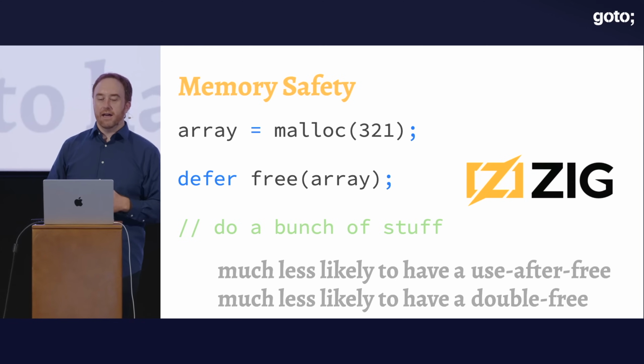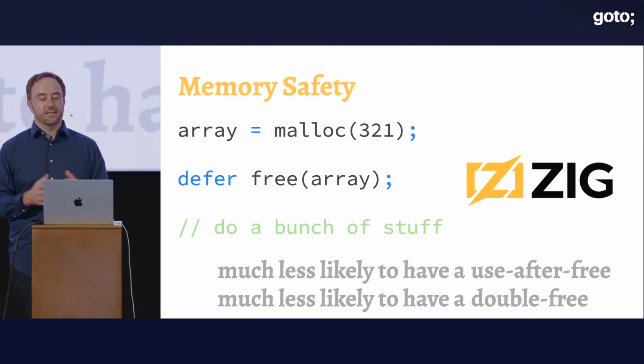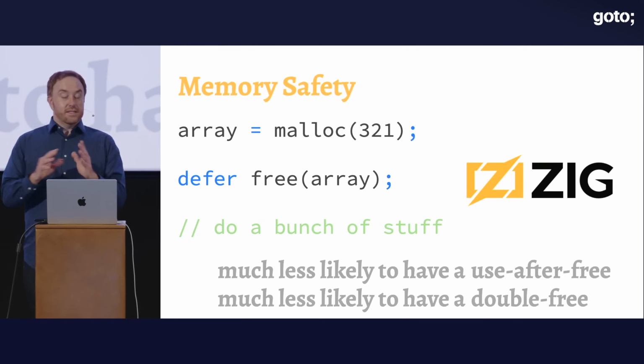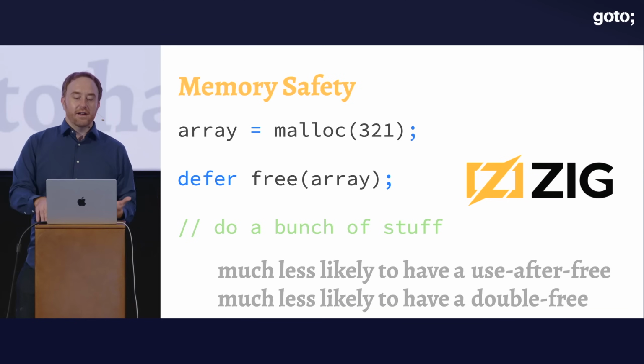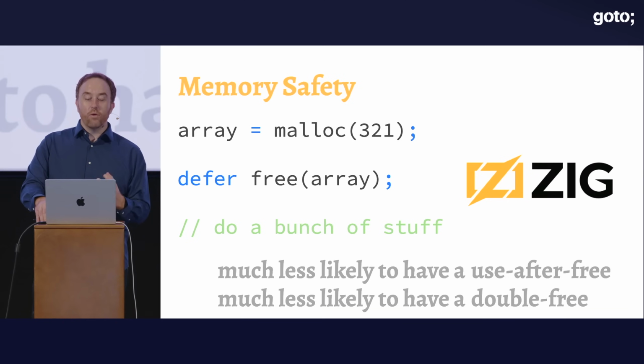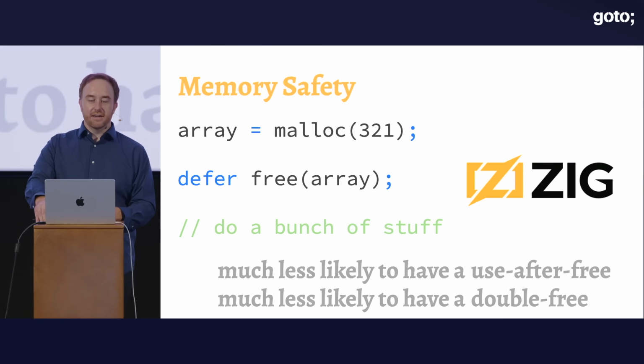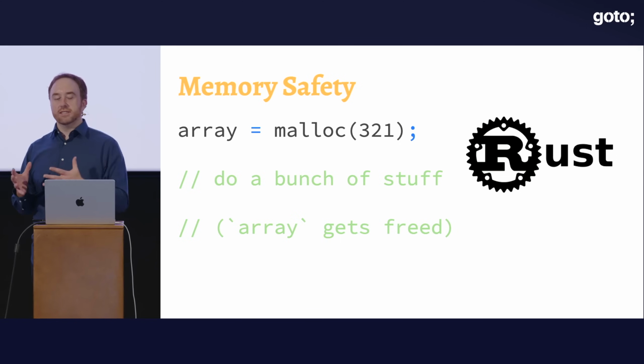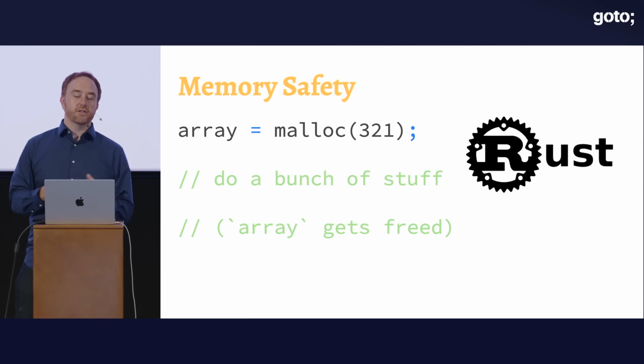You're freeing it after it goes out of scope, and so it's not a possibility that you would have a use after free there. So this is not bulletproof, but it does help you out a lot in terms of avoiding these particular categories of memory unsafety. Now, part of the reason that Rust has a really good reputation for memory safety is that it has even stronger guarantees around this stuff.